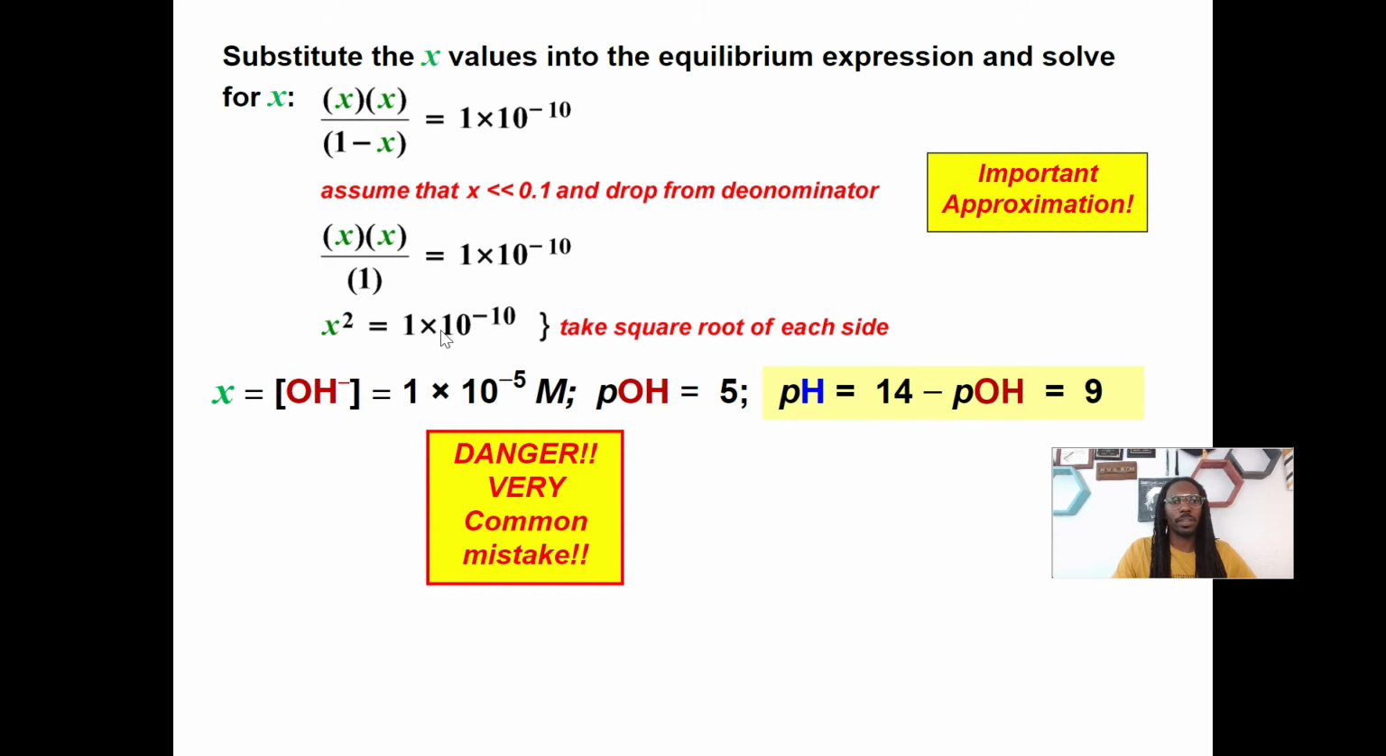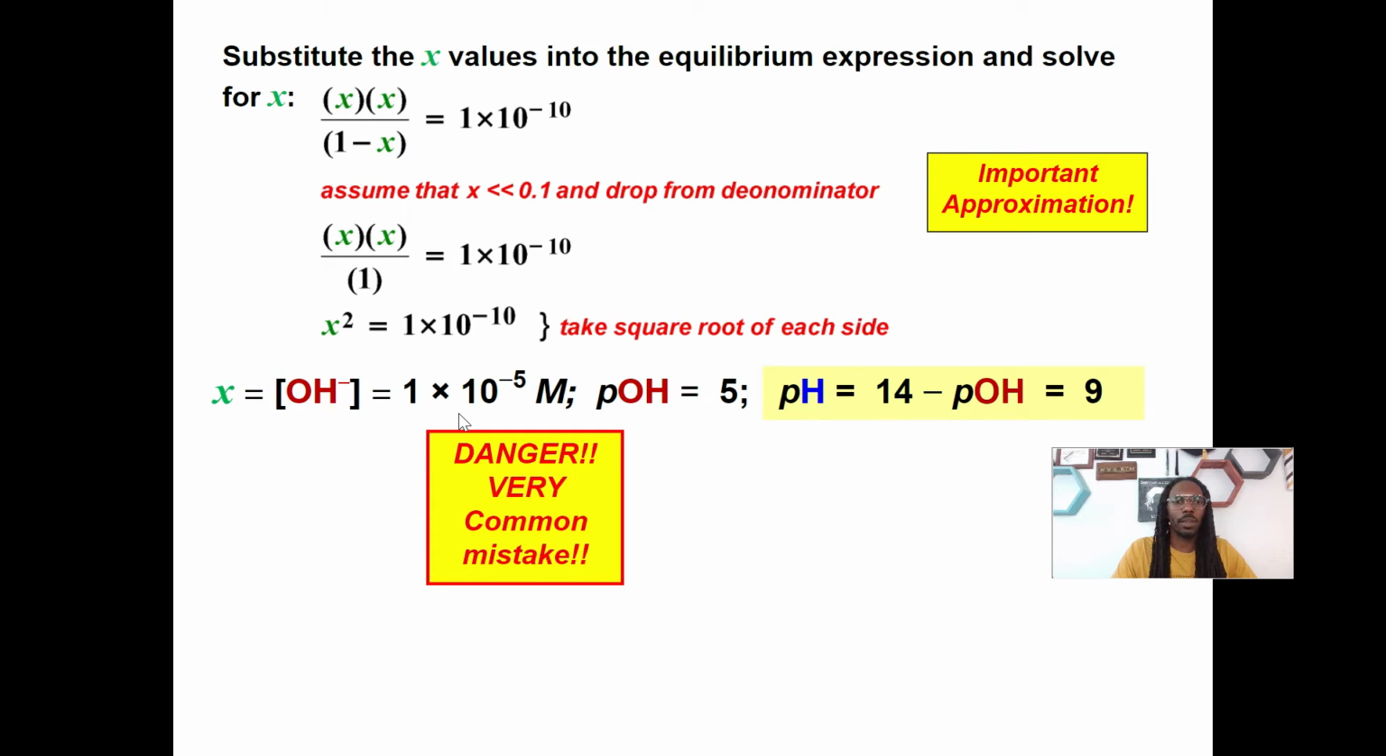You do the math: x squared equals 1 times 10 to the negative 10. Take the square root, and I get my OH minus concentration to be 1 times 10 to the negative 5, because we understand that x is equal to our OH minus concentration. And this is just a reminder, I've got a couple of videos about this too. Look at those if you forgot about this part.